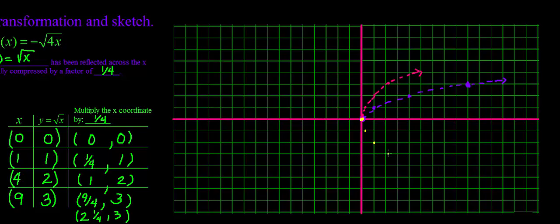There you go. I have my 3 dots, and now I can sketch my final graph, which looks something like that. Okay, there you have it. That's your final graph, and once you're done with your final graph, please label it negative square root of 4x. And you're done. Hope this helps.